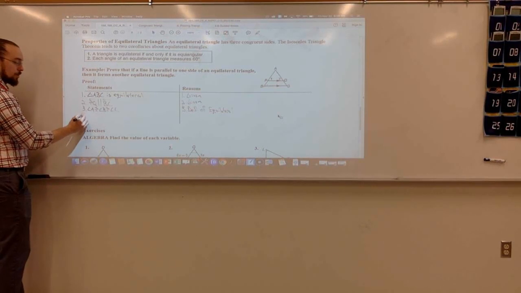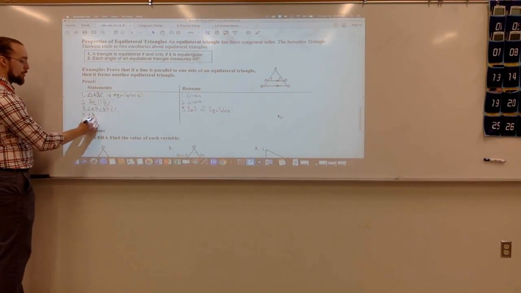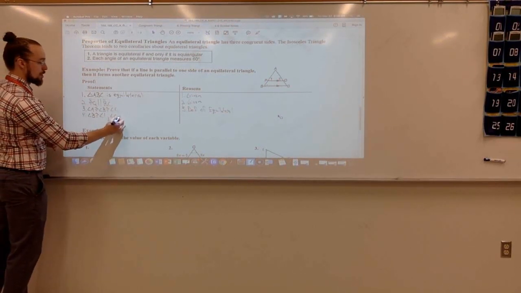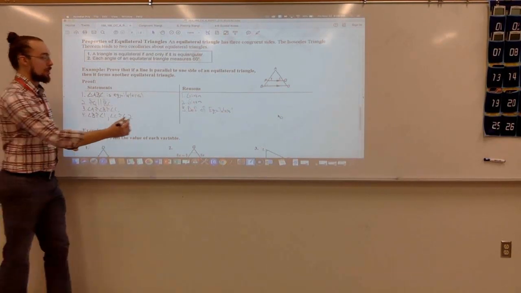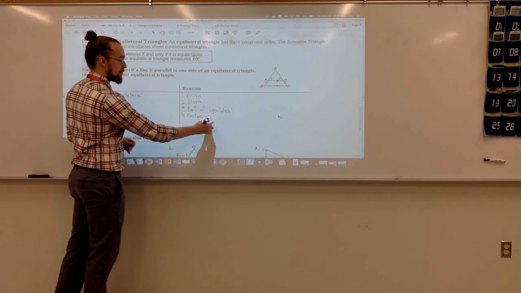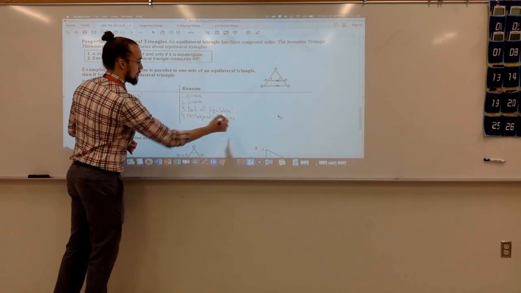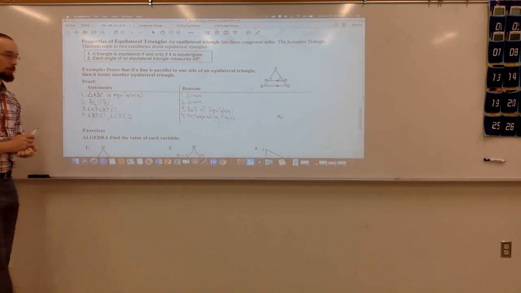So, we can put that all in one line. We can say angle B is congruent to angle 1 and angle C is congruent to angle 2. They're corresponding. Now we can state that a bunch of different angles are going to be congruent.